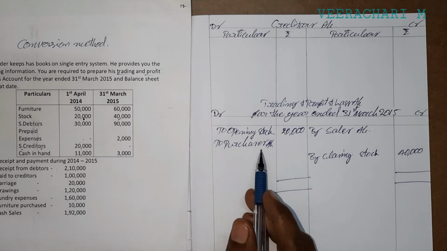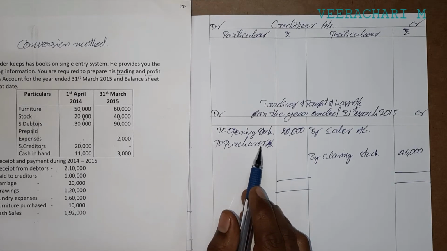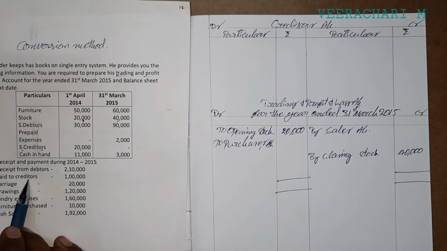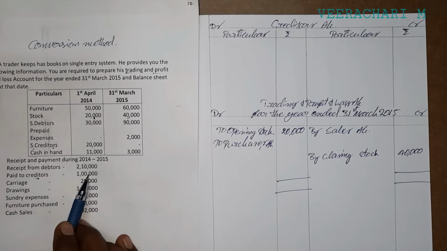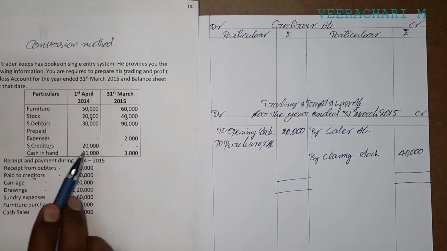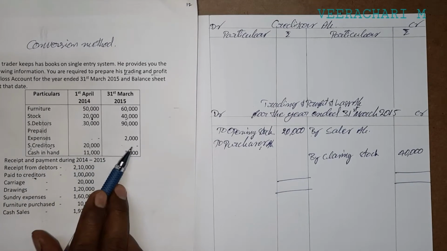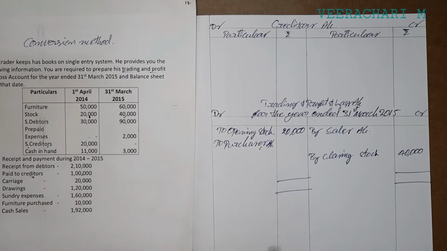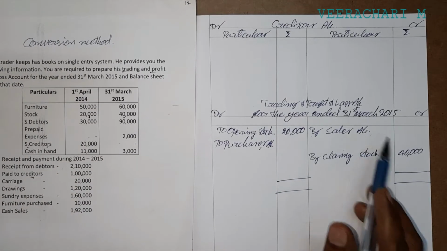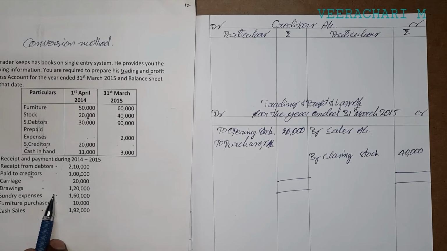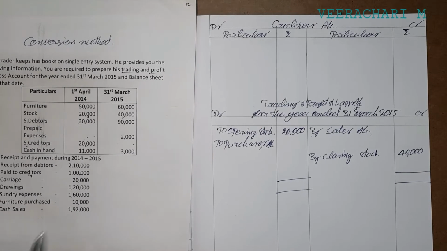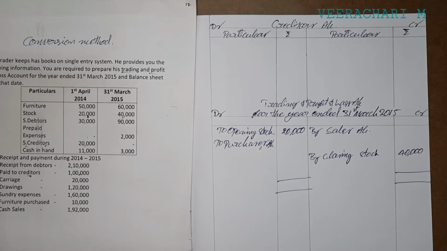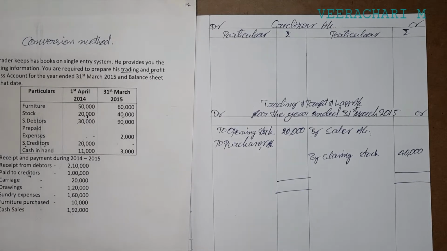So we should compute the purchases and the sales amounts. The purchases account we should compute with the help of creditors. With the help of creditors, information is given, that is 1 lakh. Opening creditors amount is there, and closing creditors amount also is there. And if you want sales, you should prepare the debtors account, then you will get credit sales, and the cash sales also is given. Both should be added, credit sales and cash sales, and written on the credit side in the trading account.